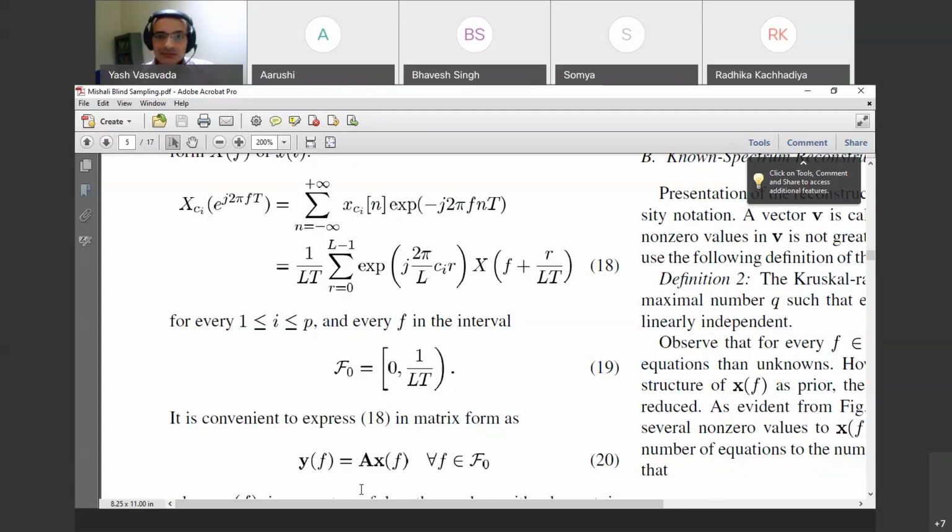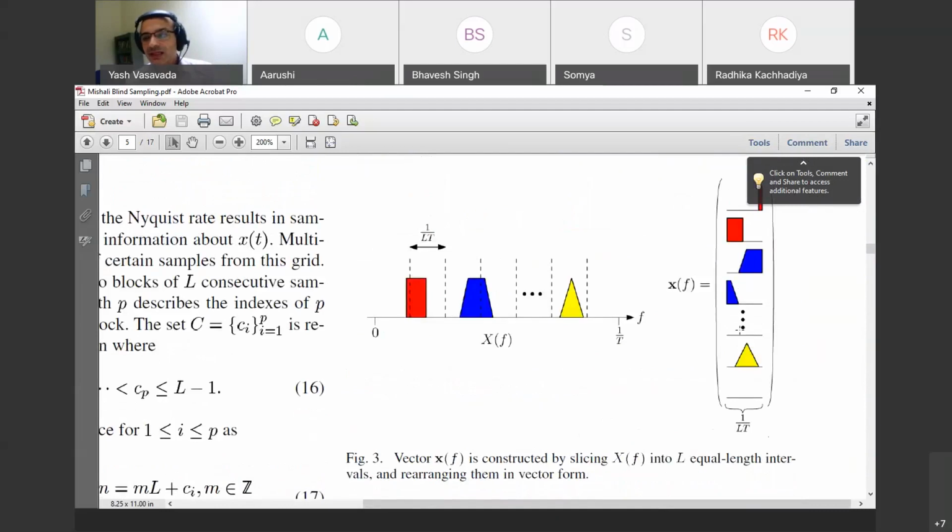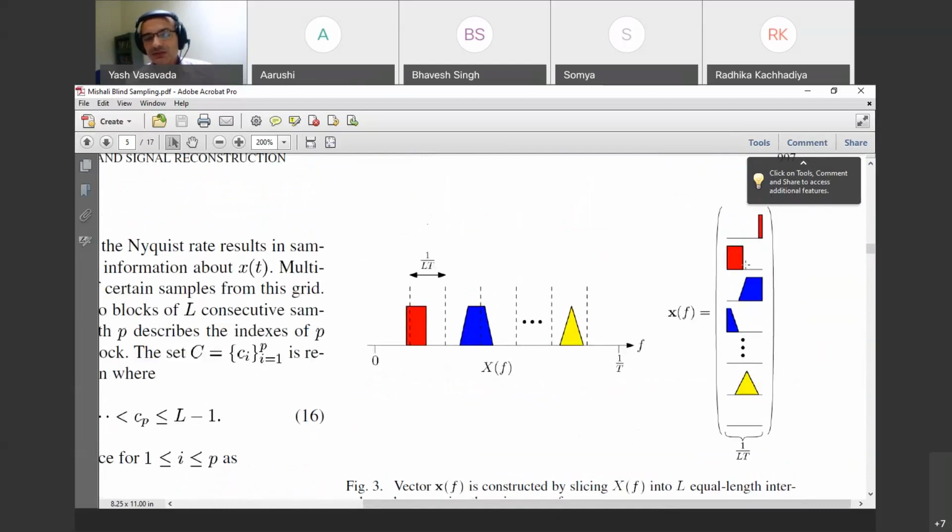But there is one fundamental difference, which is that the authors make no assumption about the knowledge of where X of F has signal and where it does not. Remember, there are going to be many elements of X of F. This is showing X of F. There are going to be many elements of X of F without any signal. For example, this band doesn't have any signal. So that is where the idea of compressive sensing comes in.